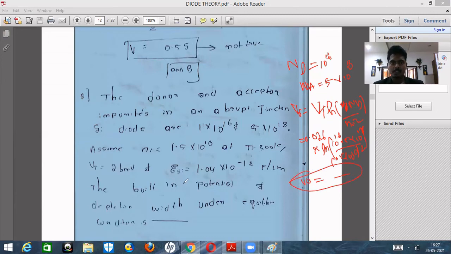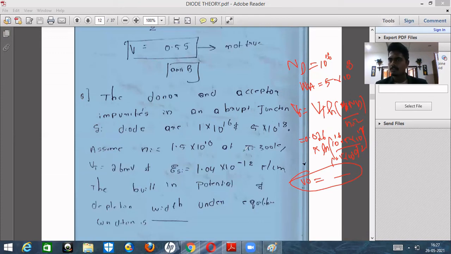V0, right? So Na is there, Nd is there, and at the same time Ni is there, so automatically we can find V0. Actually if EW is available, 1/2 EW is the best formula, because the calculation is less. But here there is no information about the electric field intensity, so then we will go for the basic formula Vt into ln of Na Nd by Ni square.